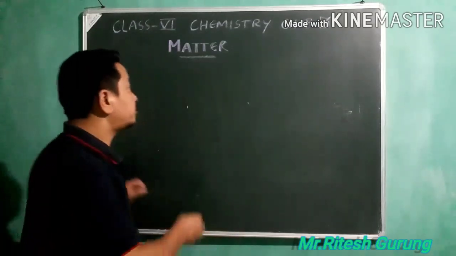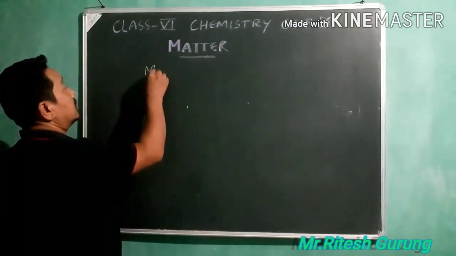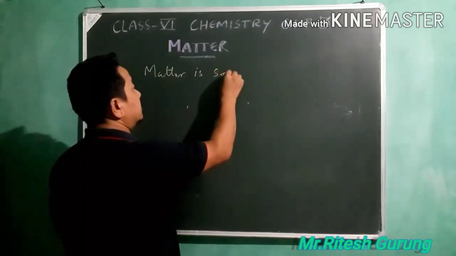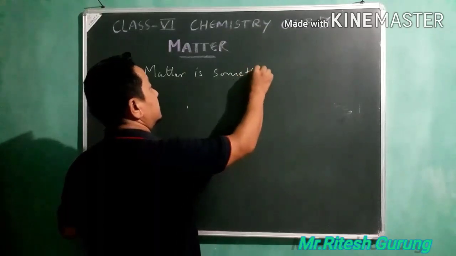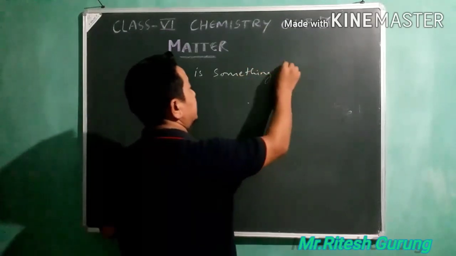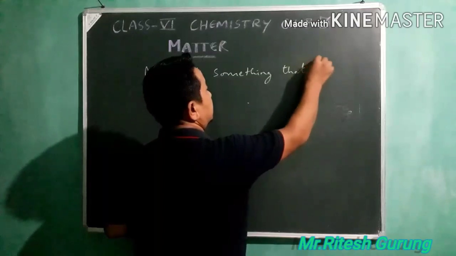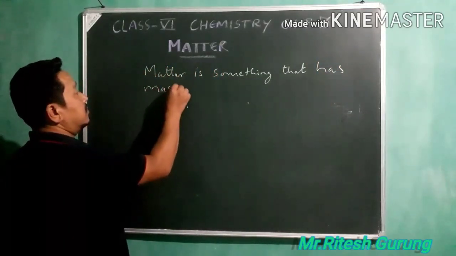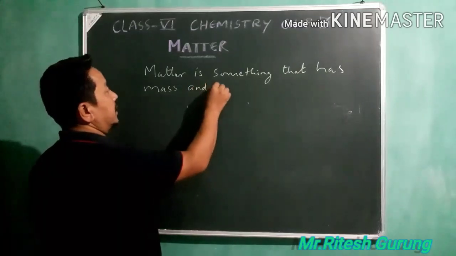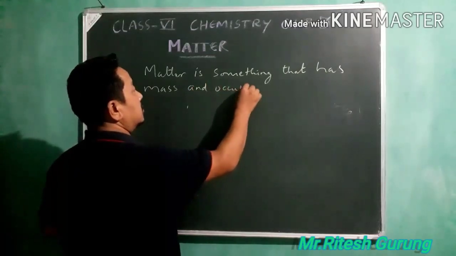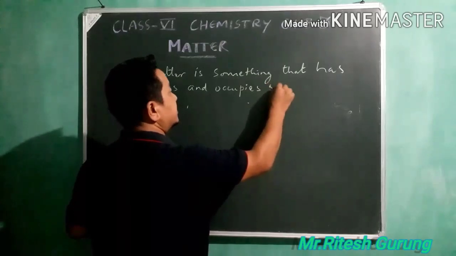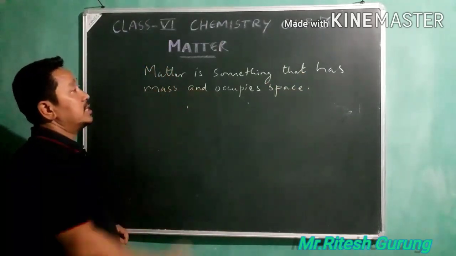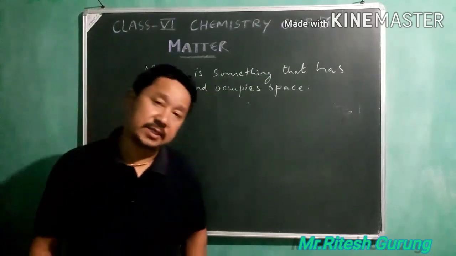So this matter that we are going to talk about: matter is something that has mass and occupies space. That is matter. Matter is something that has mass and occupies space.